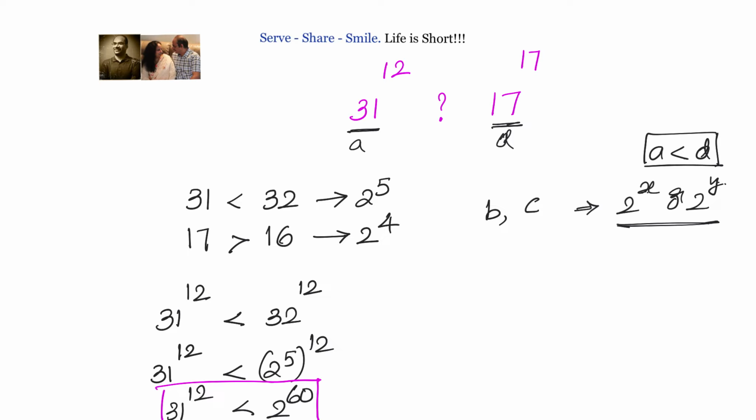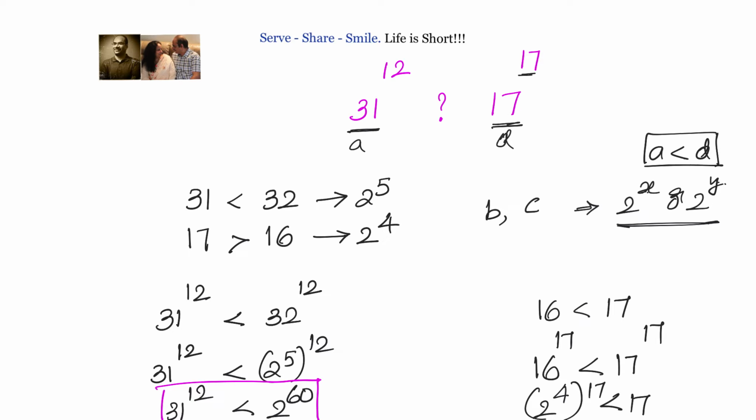Now let's focus on C less than D. We have 16 and 17. We know that 16 is less than 17, so I'll write down 16 is less than 17. Now what is the power we have for 17? 17. So we'll raise it and say 16 to the power of 17 is less than 17 to the power of 17. But what is 16 to the power of 17? 2 power 4 whole to the power of 17 is less than 17 to the power of 17, which is 2 power 68 is less than 17 to the power of 17.